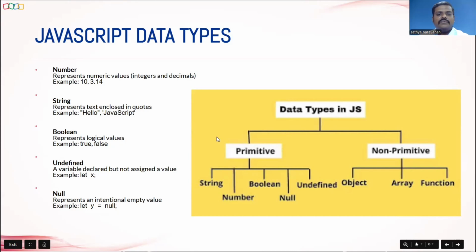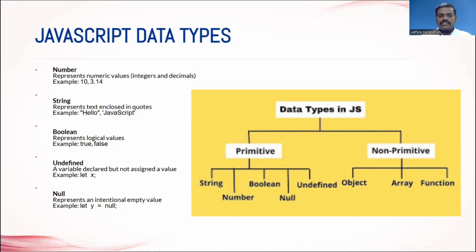A number represents numeric values. It may be integers or decimals. A string represents text enclosed in quotes. Examples: "Hello" with double quotes, 'JavaScript' with single quotes. So two types of quotes can be used in strings.